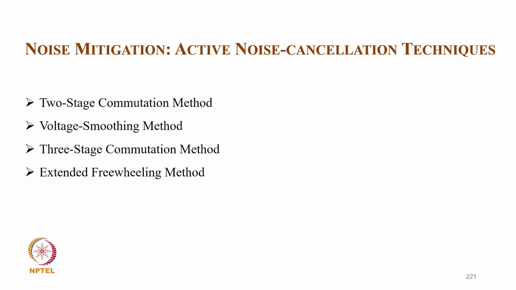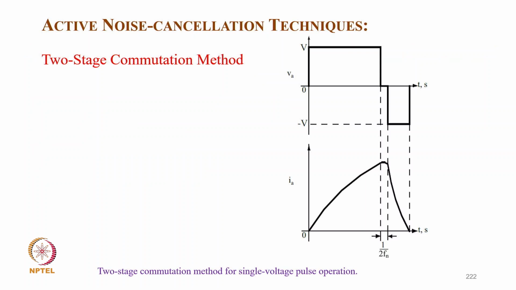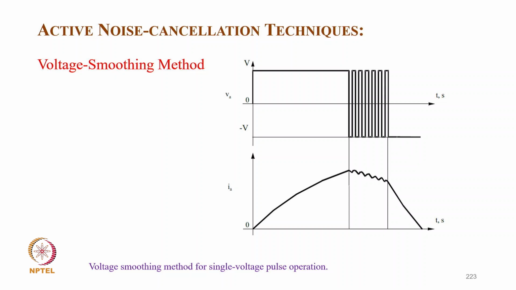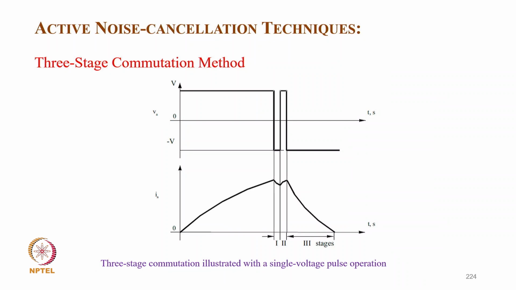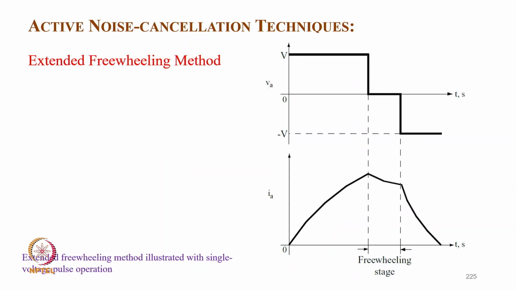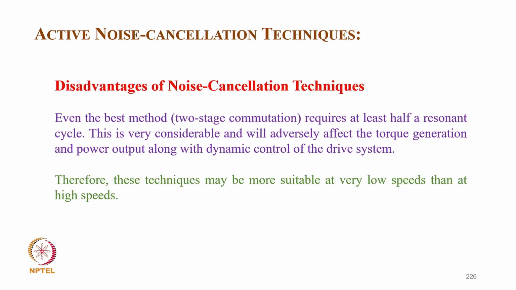So now coming to noise with the active noise cancellation scheme: the two-stage commutation method and voltage smoothing method, and the three-stage commutation and extended filtering method. In two-stage commutation, how do we really do that? Typically the voltage, zero voltage and the negative voltage. So here two-stage commutation needs a single voltage pulse generation, and voltage smoothing, typically the voltage for single voltage pulse operation, and the three-stage commutation. Then you can see the waveform in three-stage commutation. Then the extended filtering method, typically for the current pattern.